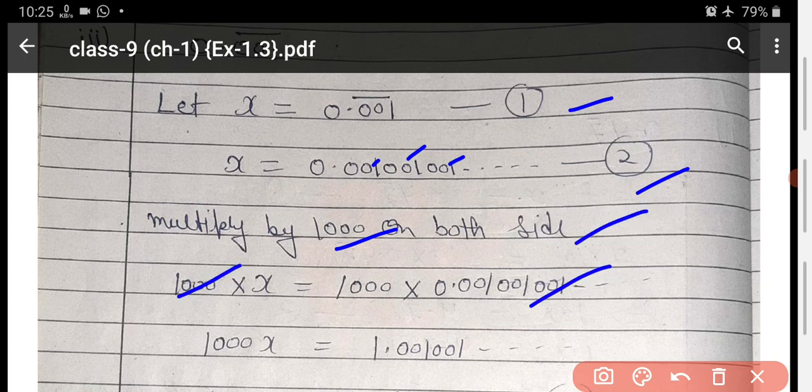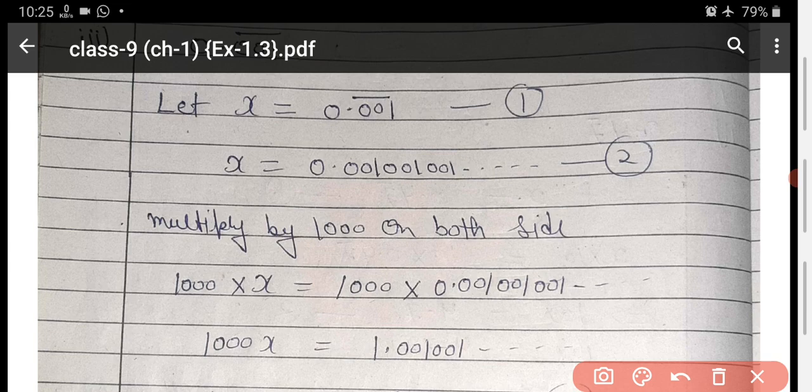So multiplying by 1000, it becomes 1000x. Now the decimal moves 3 places to the right, because multiplying means you have to shift to the right. So if we shift 3 places, it becomes 1, 2, 3, and after the decimal point it becomes 1.001001 dot dot dot.